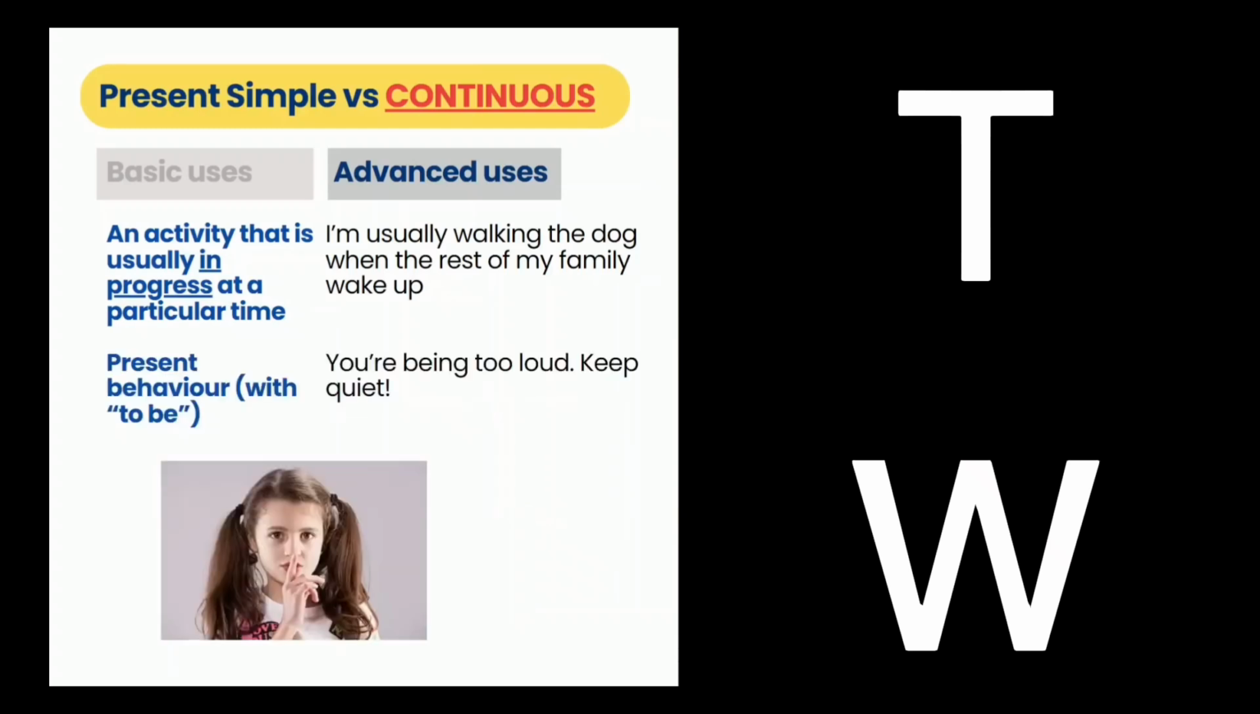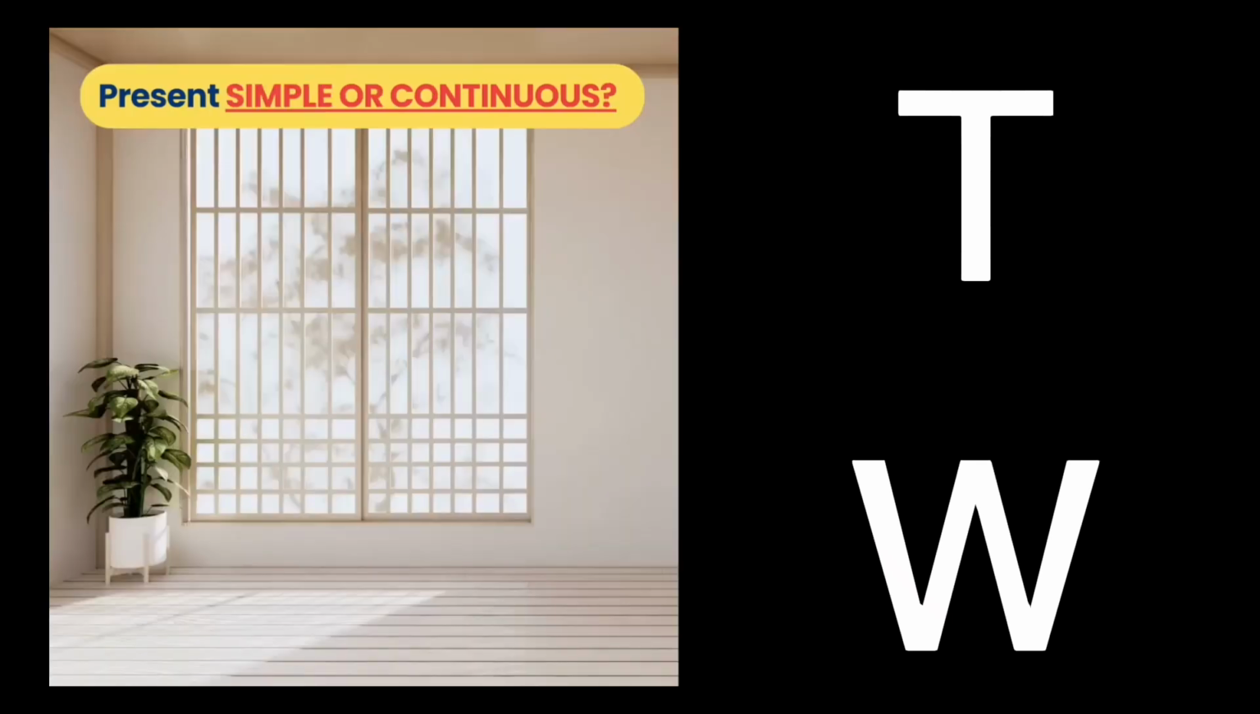If we are talking about behavior that people have in the present, we will often use the continuous form with the verb to be. I am being, you are being, you're being. You're being too loud, keep quiet, means the present behavior is too loud. So use the present continuous to describe it in that way.